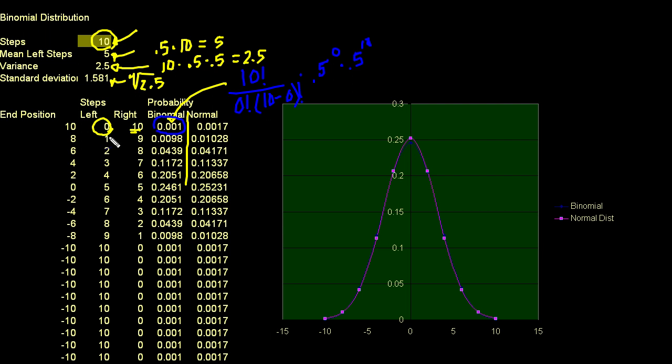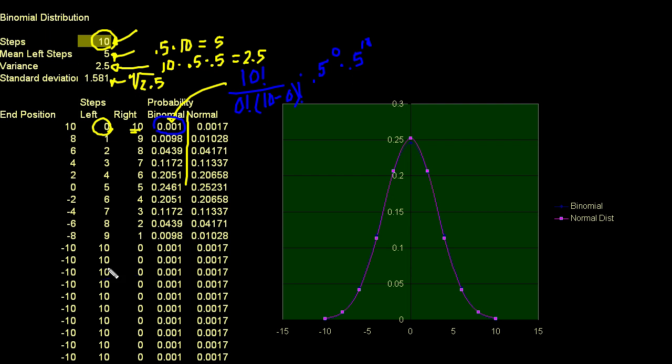And then this one, similarly, is 10 factorial over 1 factorial over 10 minus 1 factorial. And that's how I get that one. And once again, if you click on the actual cell, you'll see that explained. So we've done this multiple times. It's just the binomial calculation.